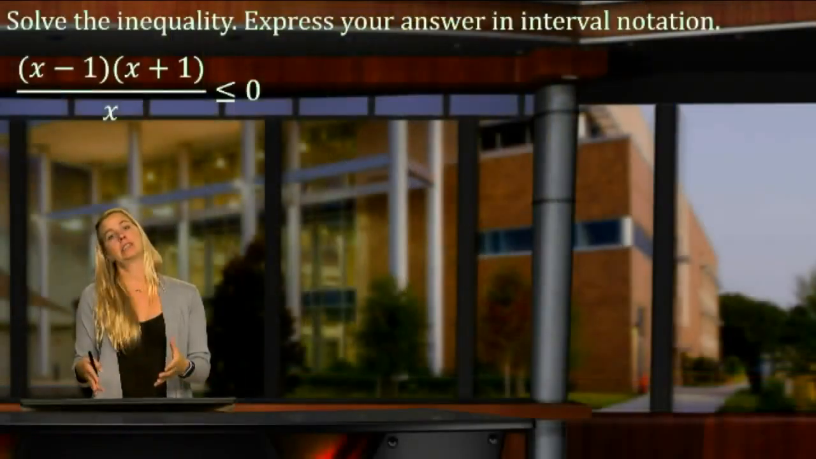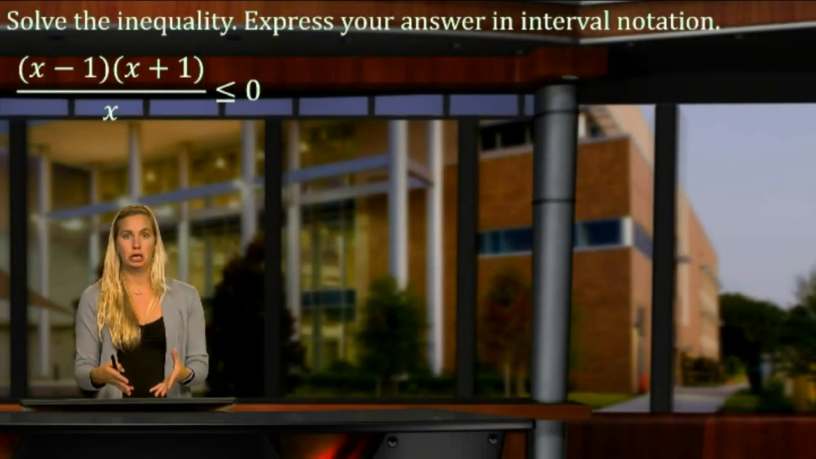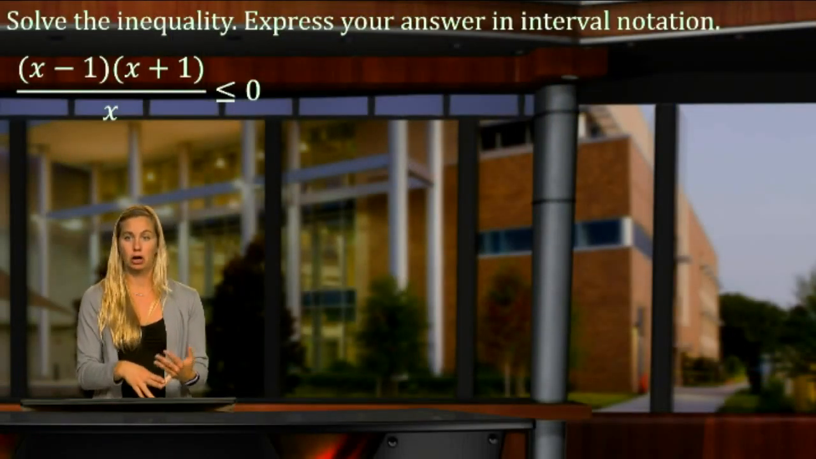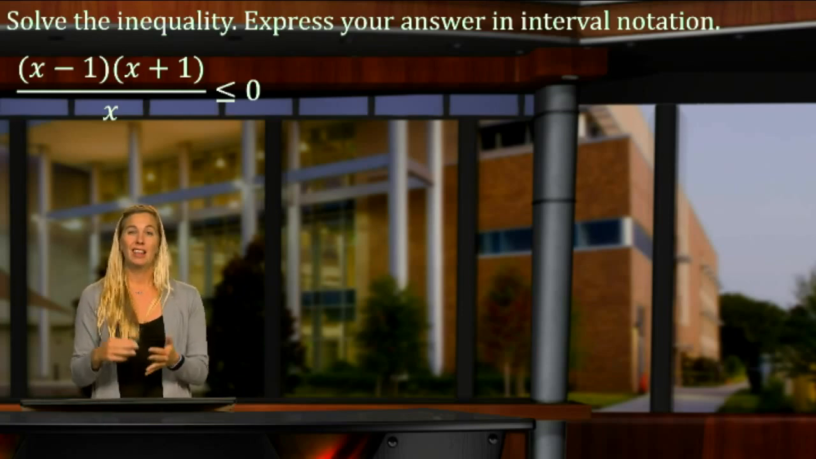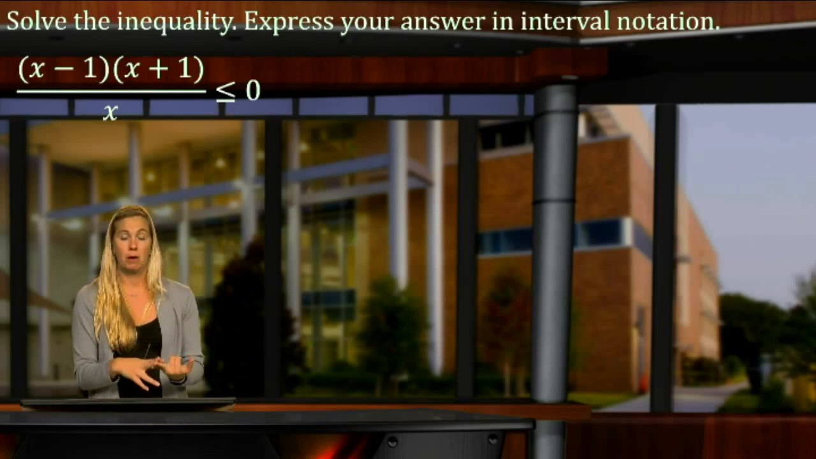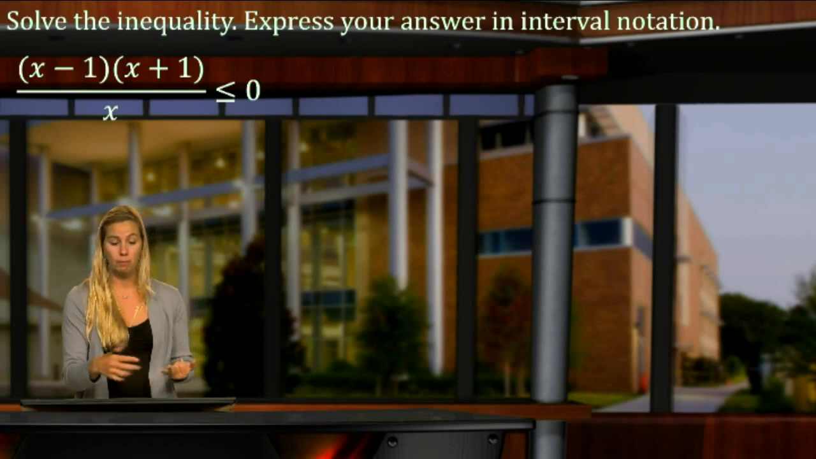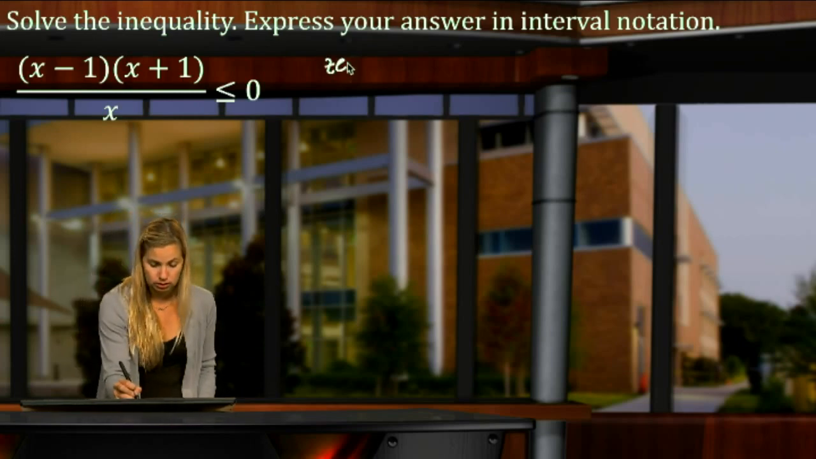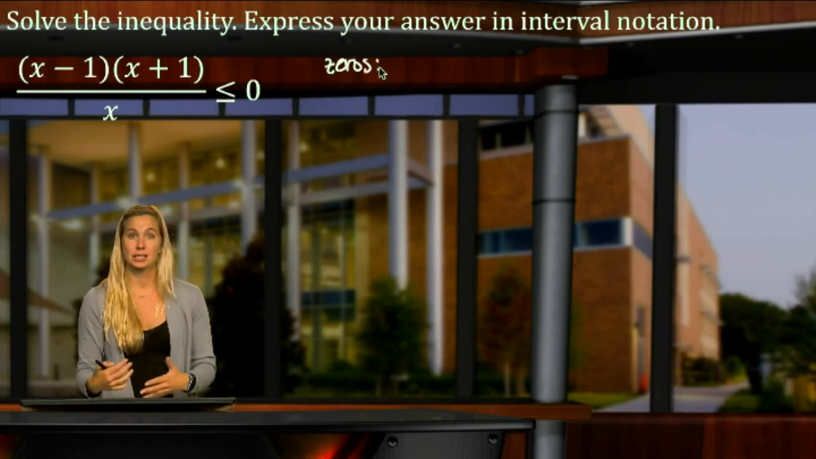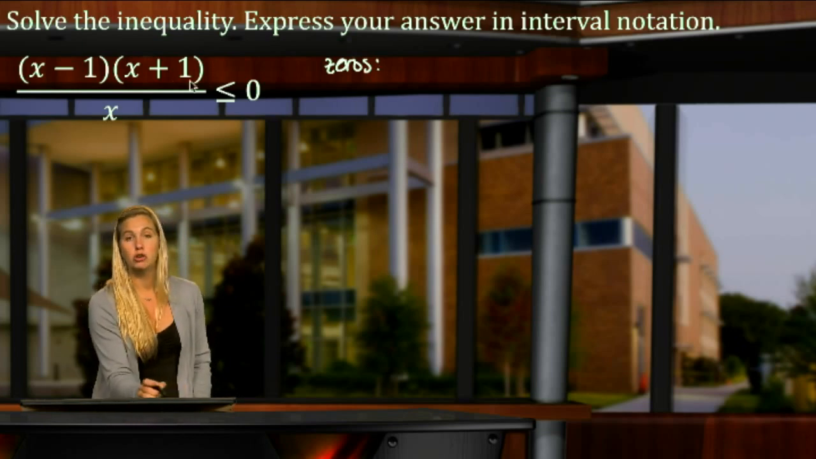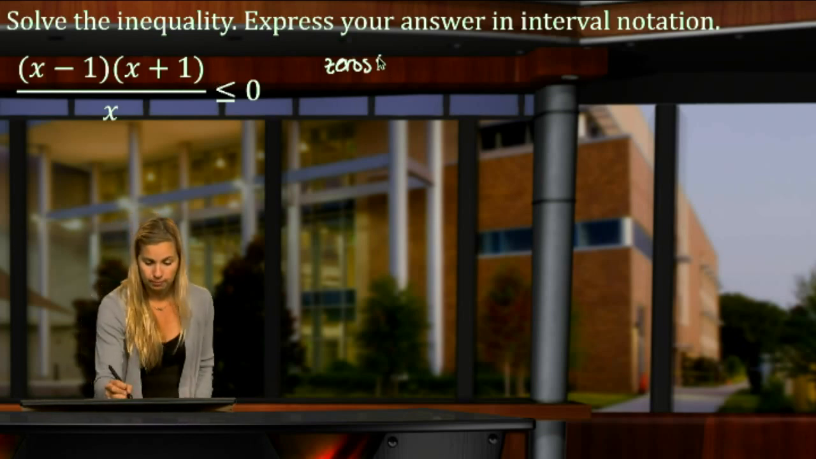So thinking back to the steps that we used to solve a polynomial inequality, the first thing we did was set it to 0. That's done for us. Then we wanted to find the zeros of the polynomial. We're going to do that here as well. The zeros, which are your x-intercepts, are actually where your numerator equals 0.